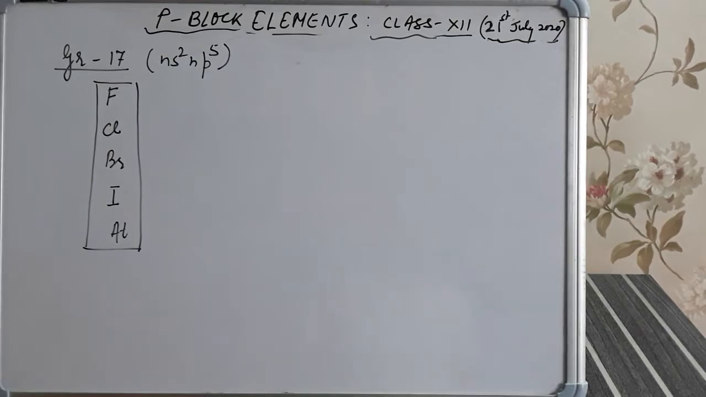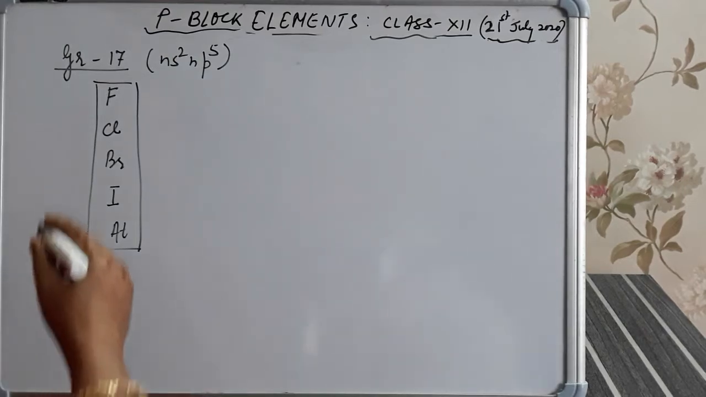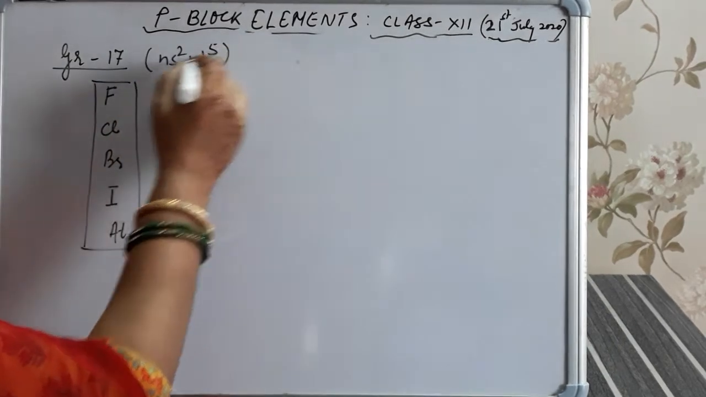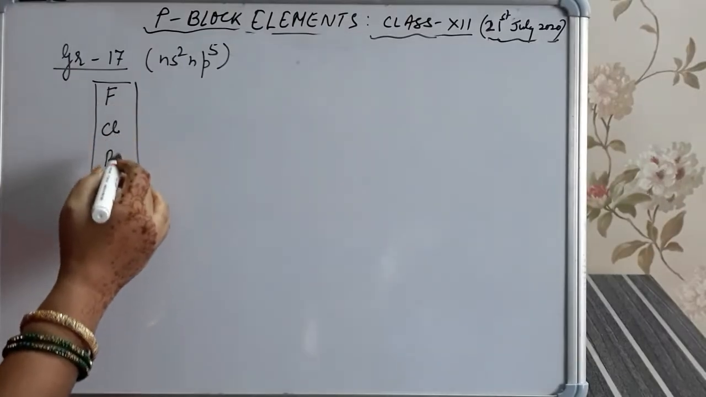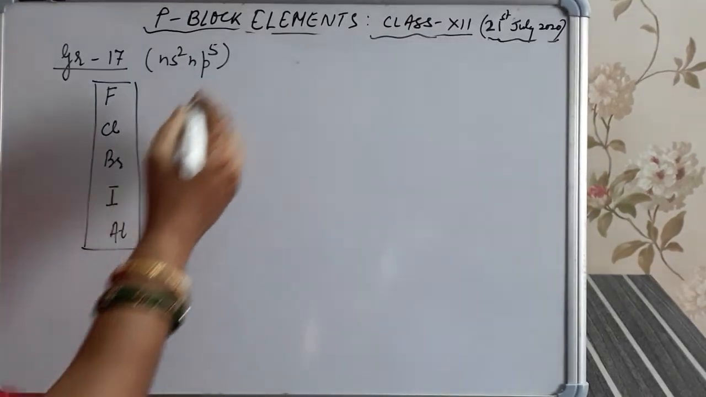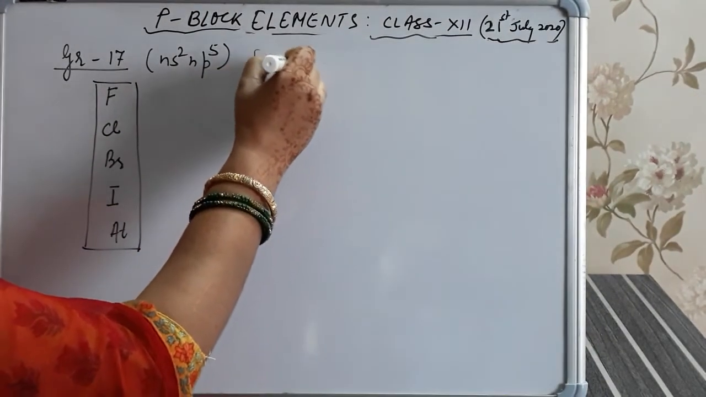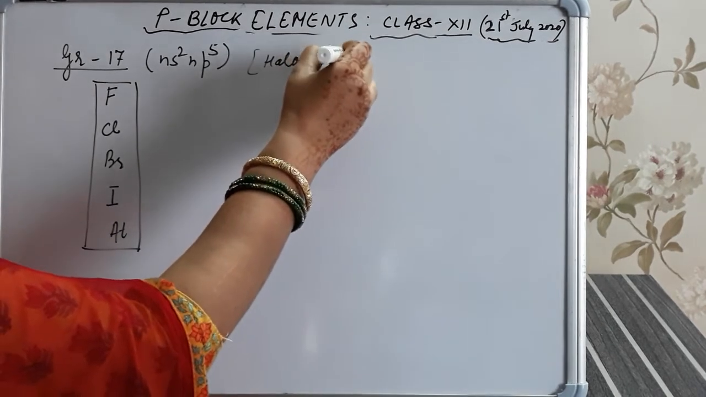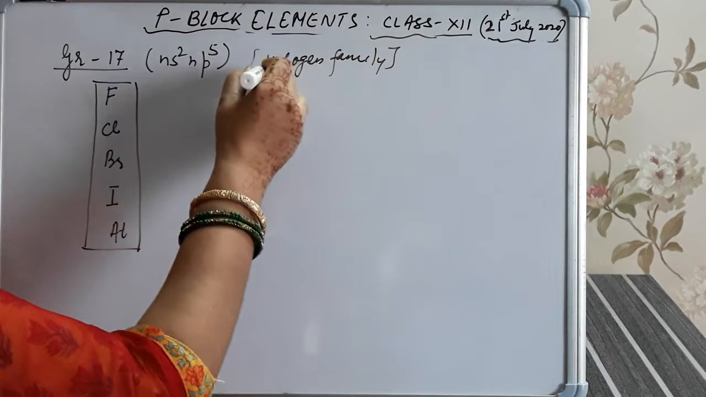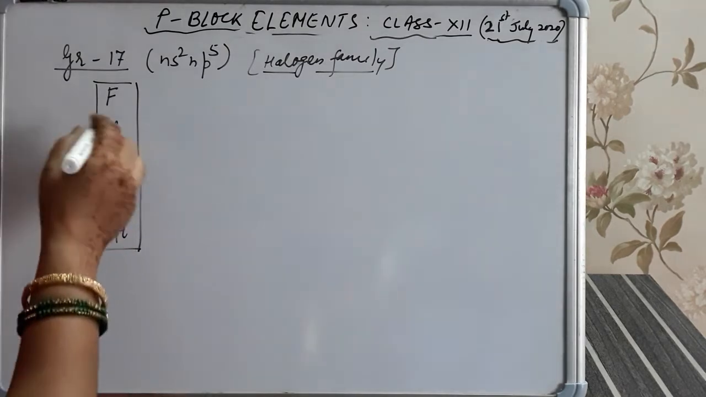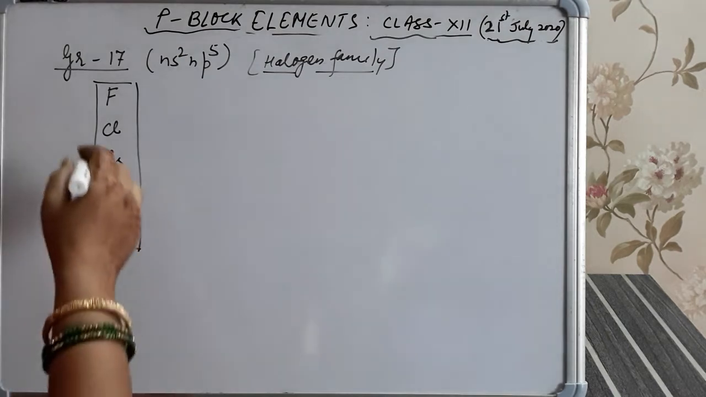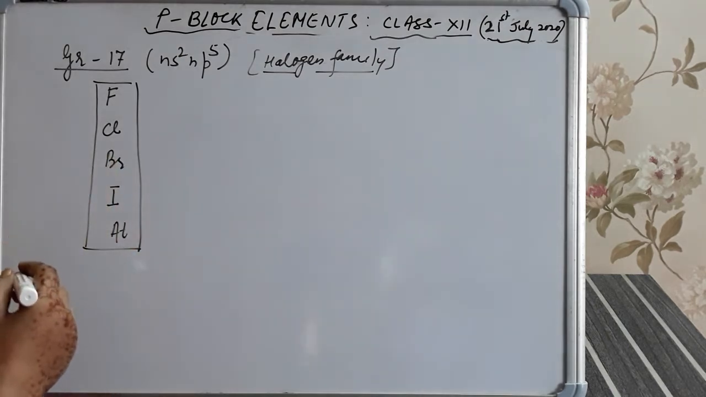Hello students, today we will discuss a new group called group 17. The general configuration of group 17 is ns2 np5, and the members of group 17 are fluorine, chlorine, bromine, iodine and astatine. It is commonly known as the halogen family. Halogen means halo, salt, and gene, producer, so it is the salt producer family. The first member of group 17 is fluorine, so it is also known as the fluorine family.